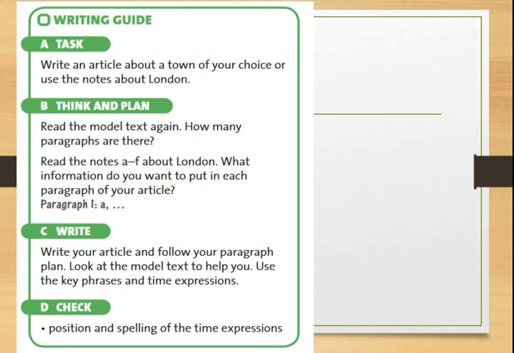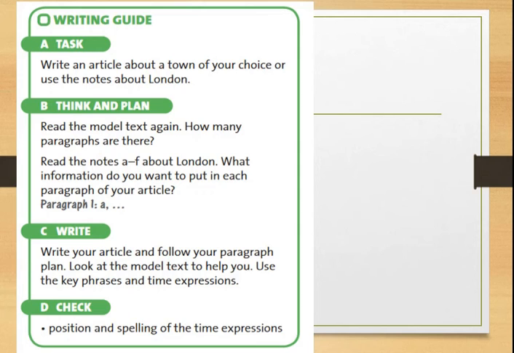Look at this writing guide, please. Давайте посмотрим на наш план. Task – задание. Write an article about a town of your choice or use the notes about London. Напиши статью о городе на свое усмотрение или напиши статью о Лондоне, используя информацию в этом задании. Think and plan. Read the model text again. How many paragraphs are there? Прочитай еще раз текст-образец. Сколько абзацев было в этом тексте? Read the notes from A to F about London. What information do you want to put in each paragraph of your article?